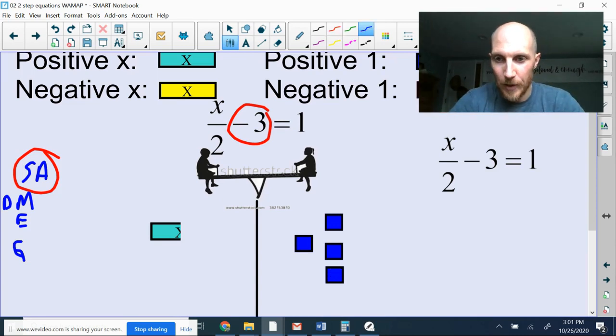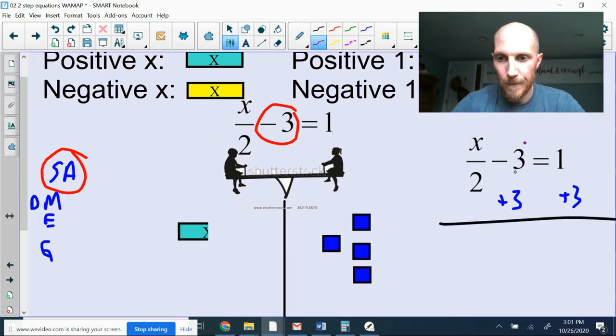Okay, from an algebra perspective, on my equation over here, I added 3, and I had to do the same thing on both sides of the equal sign. All right, so what that means is the x over 2 comes down to my next line, the equal sign comes down, and 1 plus 3 gives me 4.